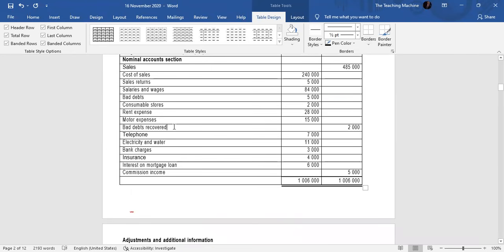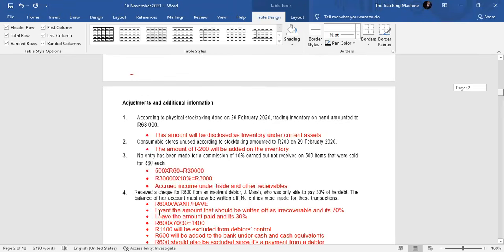Now, what is bad debt? What is bad debt recovered? Bad debt, money gone bad. It's a debt that has gone bad. We will not receive that amount because a debtor became insolvent or maybe a debtor ran away. Now, what is a bad debt recovered? Say, for example, J Marsh, you see in this transaction, it says from an insolvent debtor. If someone is insolvent, it means that they're not financially stable. They cannot pay their debt.